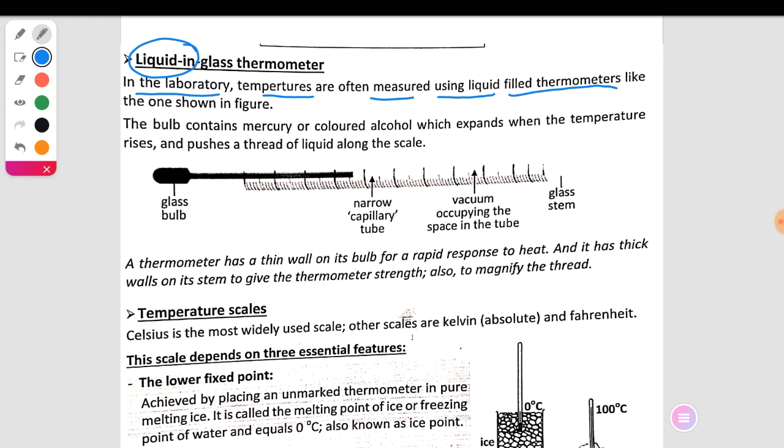What is the structure of the thermometer? The thermometer is composed of a bulb, called the glass bulb. This glass bulb is connected with a tube. This tube is white. Inside it, another tube is connected with the glass bulb.